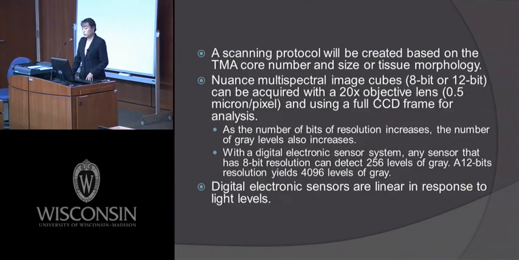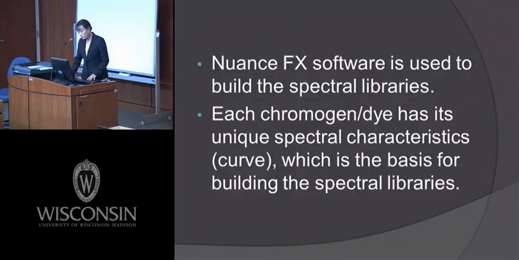Usually a scanning protocol will be created based on the TMA core number and size or tissue morphology. Nuance multispectral image cubes, either 8 bits or 12 bits, use a full CCD frame for analysis. You can choose 8 bits or 12 bits. In general, 12 bits has a higher resolution. Digital electronic sensors are linear in response to light level, which is superior to human eyes. That's why we choose to use a morphometric system to do the analysis. So what we have is a Nuance FX model.